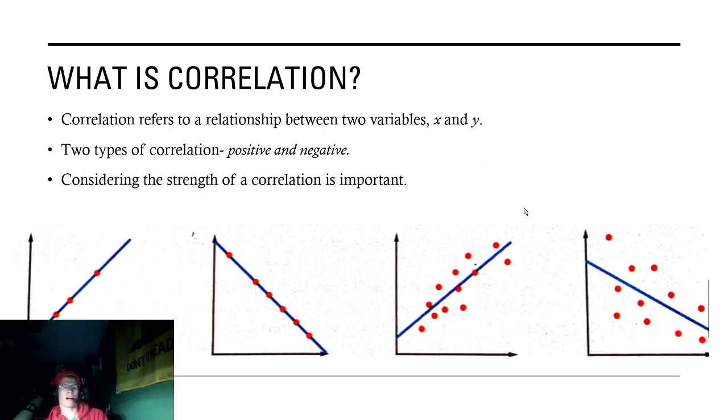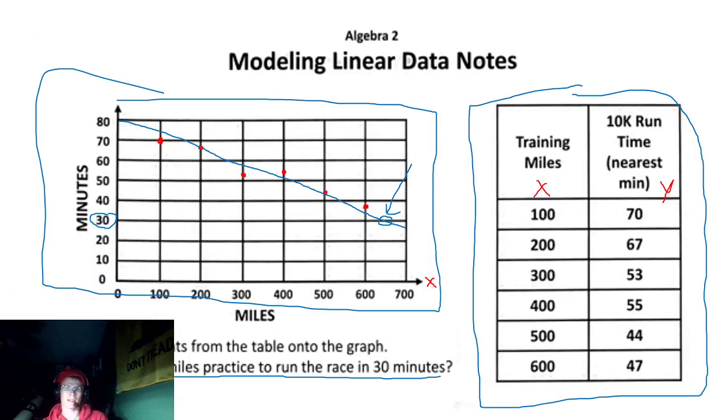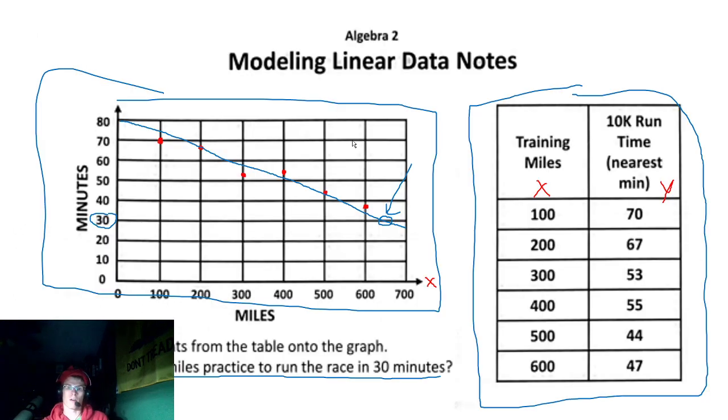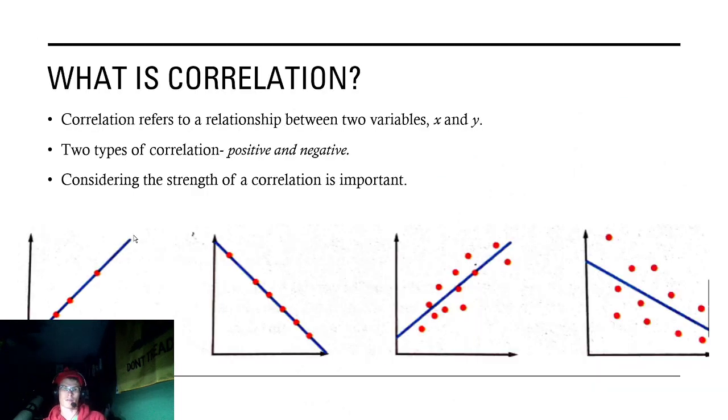All right, with scatter plots, we have a thing called correlation. Remember, correlation talks about the trend within the data between the x-axis and the y-axis. It is a relationship between our two variables, x and y. Our x here is training miles, our y is 10K runtime, and we're comparing the relationship between our training miles and our 10K runtime. That is what correlation is referring to.